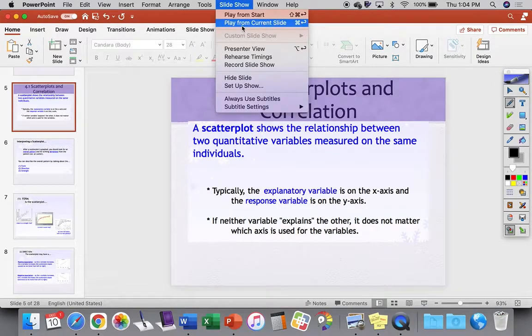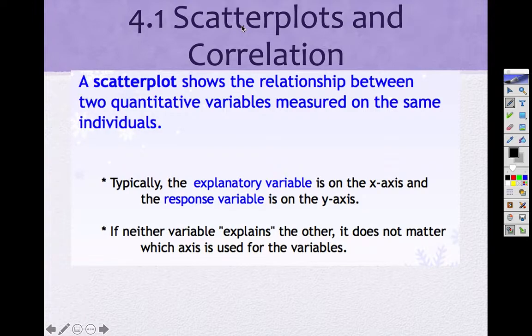4.1 and chapter 4 is all about exploring what scatter plots are. So a scatter plot shows the relationship between two quantitative variables measured on the same individuals. So in chapter 1, we learned what an individual was. An individual is the person that the data describes, and a variable is the measured data. Last chapter, we did all we could in chapter 2 to look at one variable at a time. We looked at numerical and categorical. This chapter 4 just looks at two numerical variables at the same time.